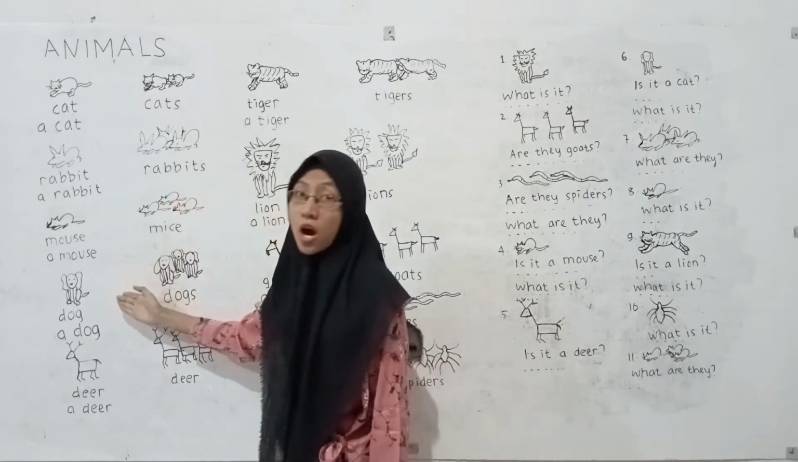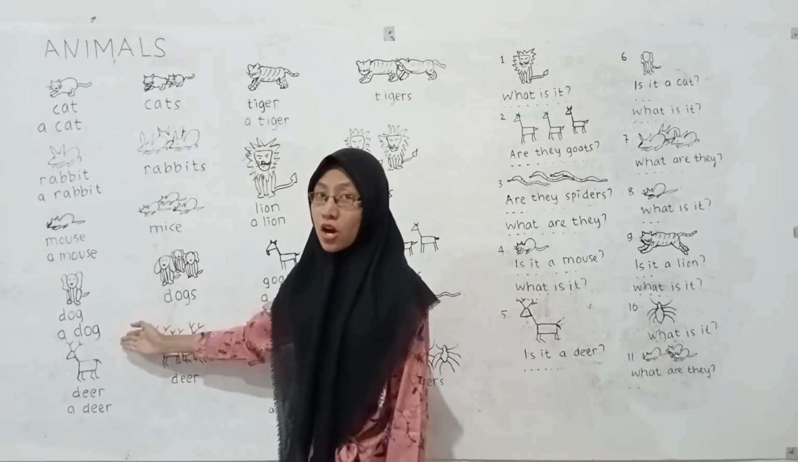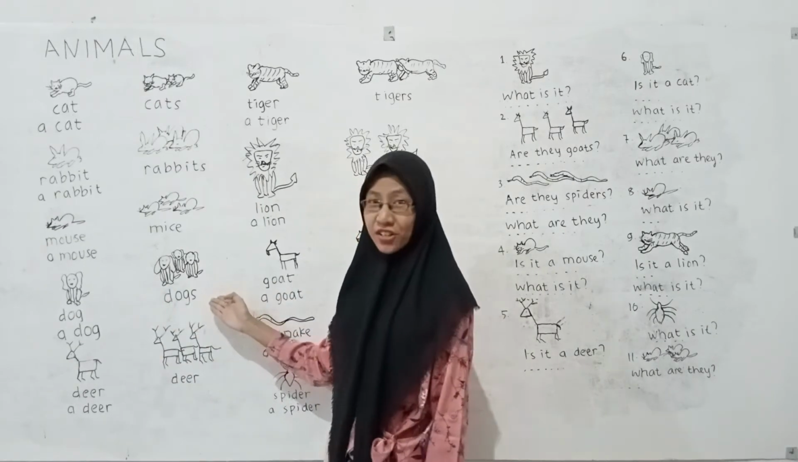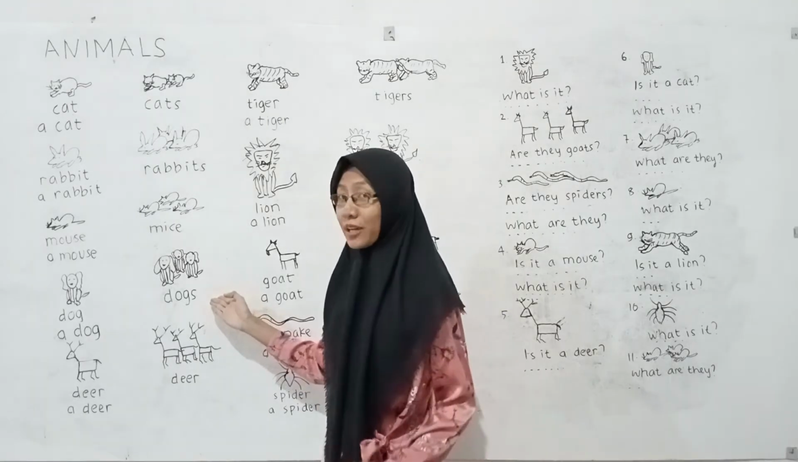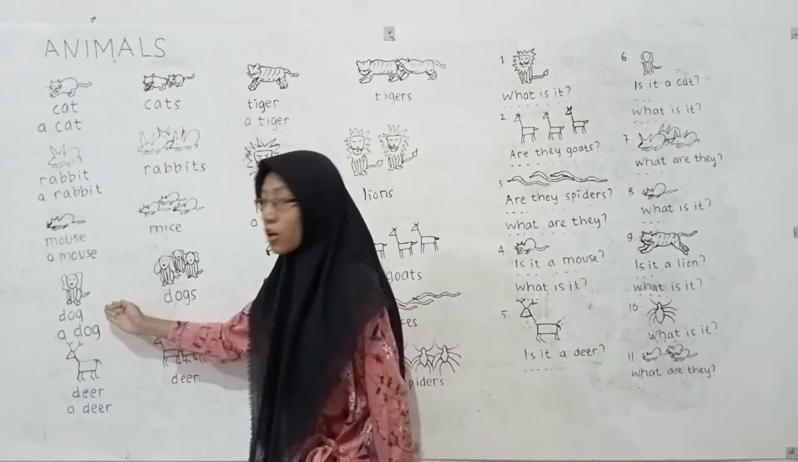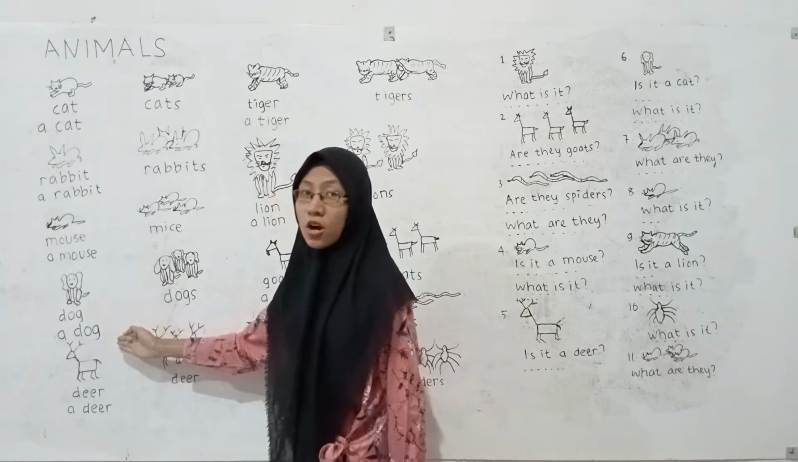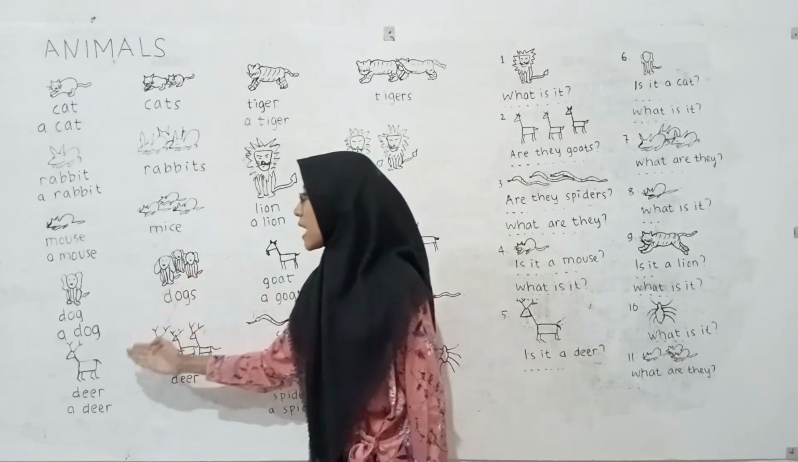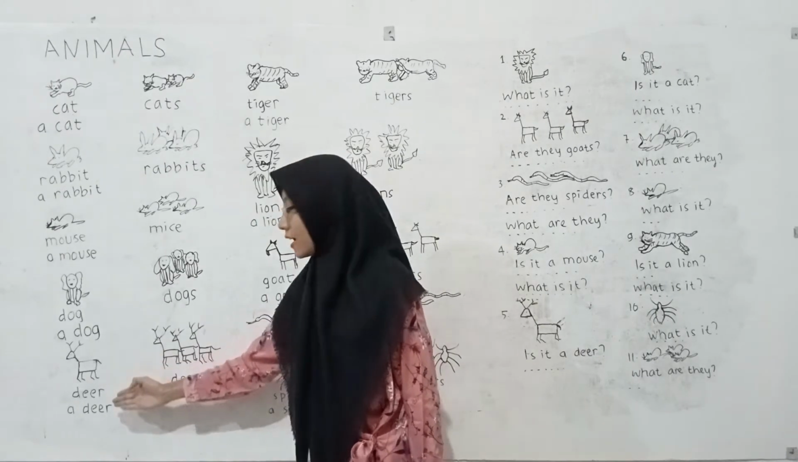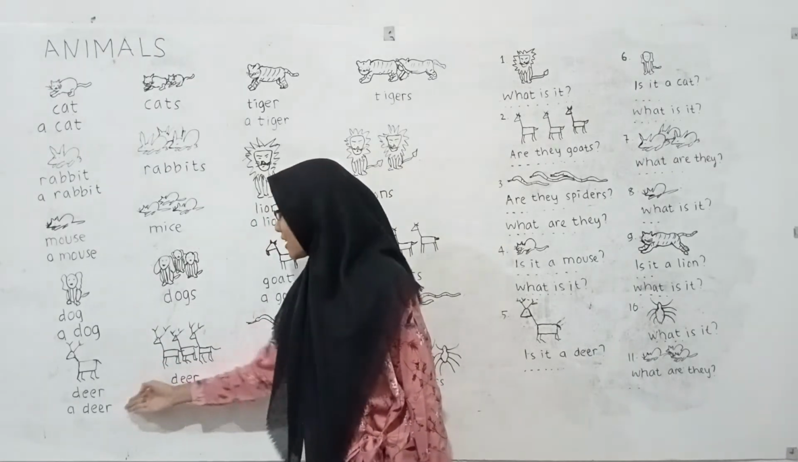Next, dog. A dog. Dogs. Artinya anjing. Kita ulangi. Dog. A dog. Dogs.